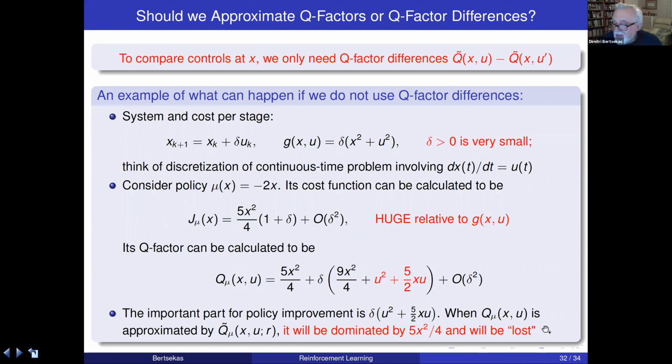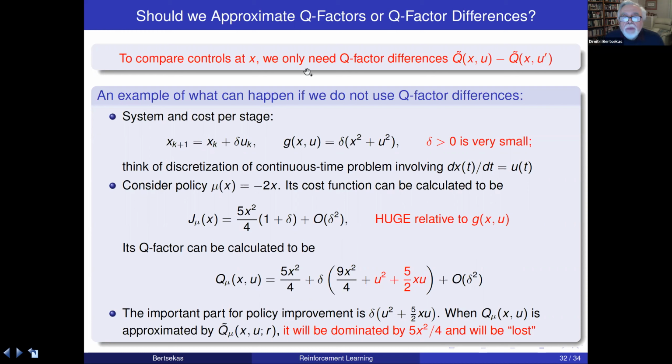Now, what is the remedy for this? Well, it goes back to the question I've asked here at the top. Do we approximate Q factors or Q factor differences? If we take this Q factor difference, this term here, which bothers us, which is disproportional to the rest, is going to be subtracted out. So it's not going to play a role. And what we're going to have is terms that are proportional to delta, which are comparable, and there's no problem in that case.